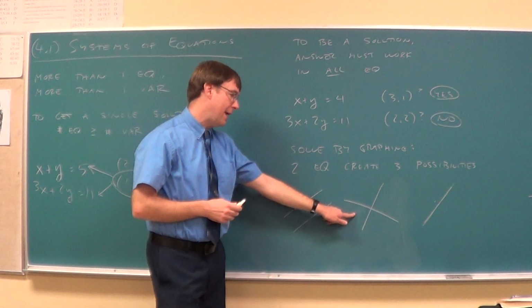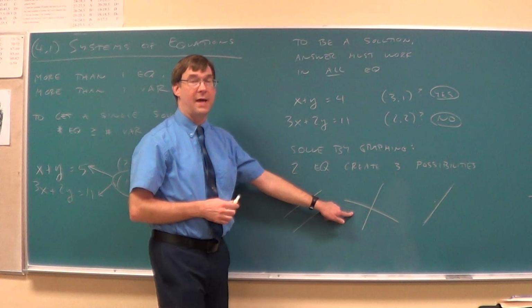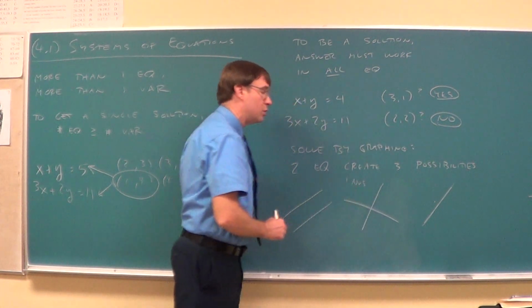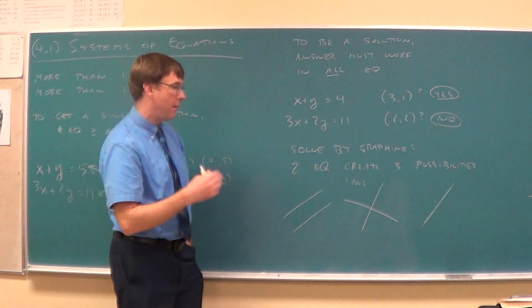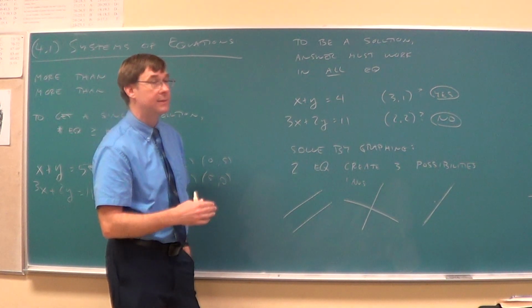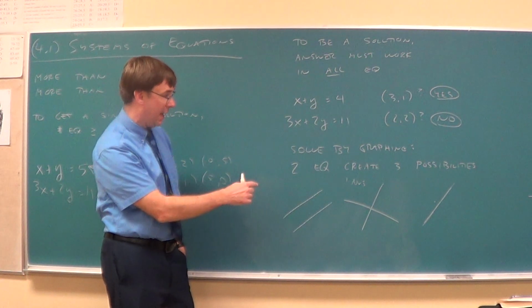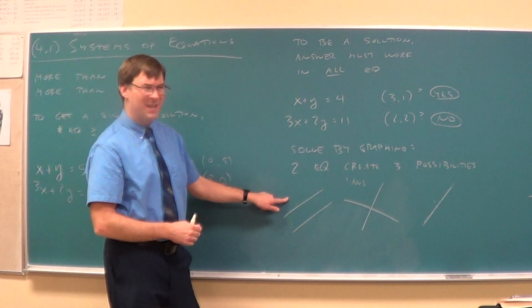So something like this, how many answers would something like this have? This has one answer. And that's what's going to happen to you today, every problem. Every problem, the graphs will make an X, it'll have one answer, X marks the spot, where they touch, that's the answer. What would this do?